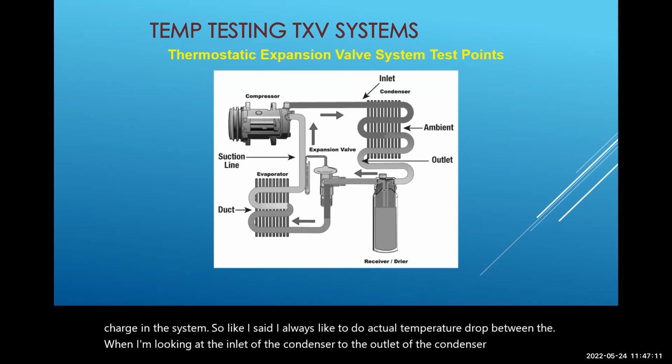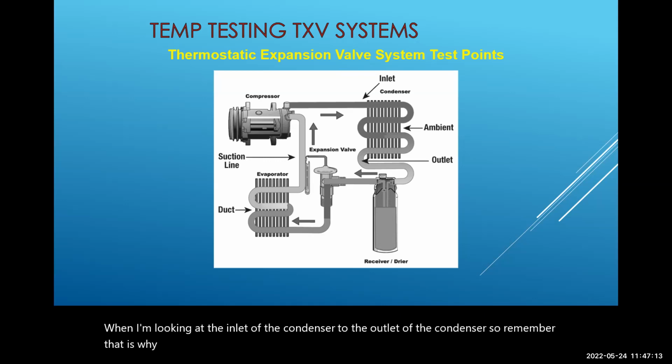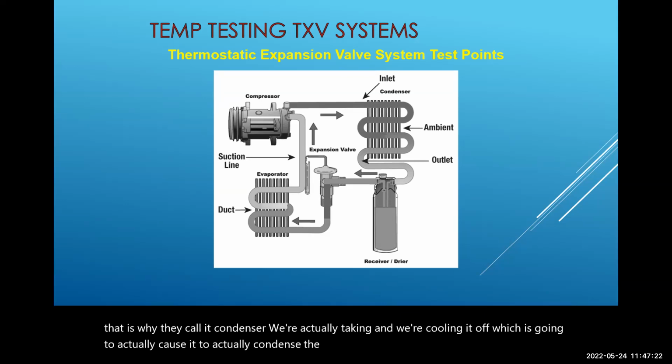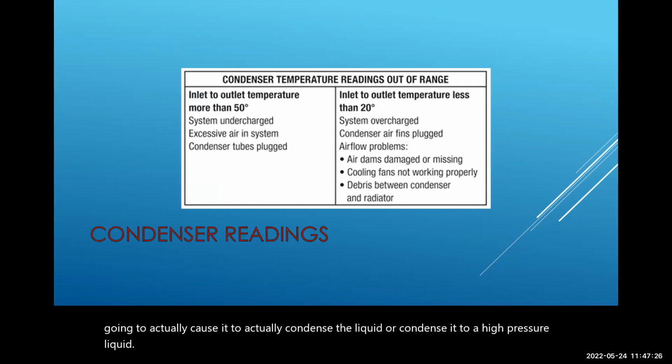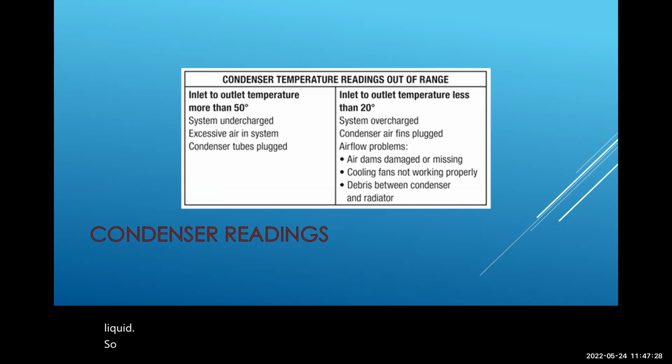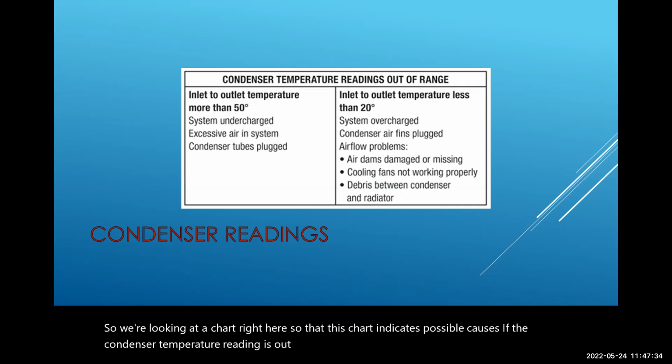So remember, that is why they call it a condenser. We're cooling it off, which is going to cause it to condense into a high pressure liquid. So we're looking at a chart right here. This chart indicates possible causes if the condenser temperature reading is out of range.